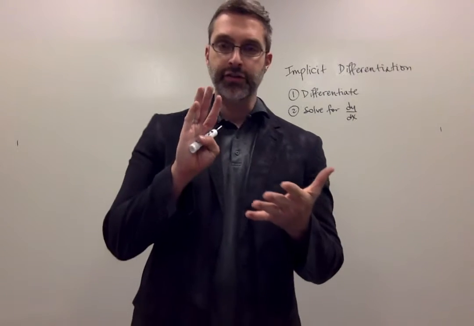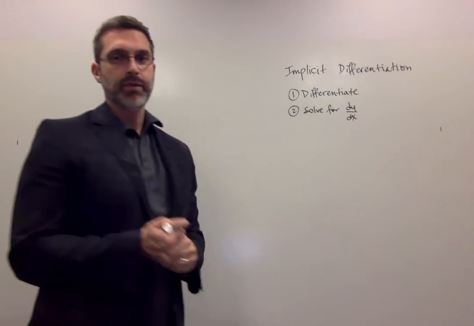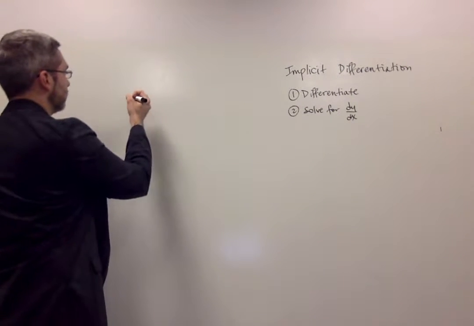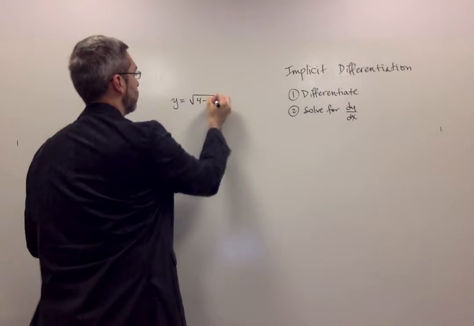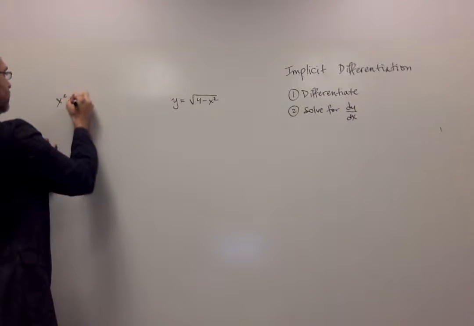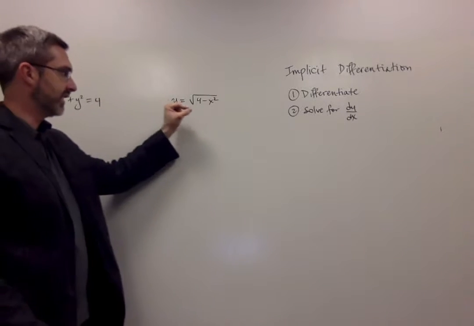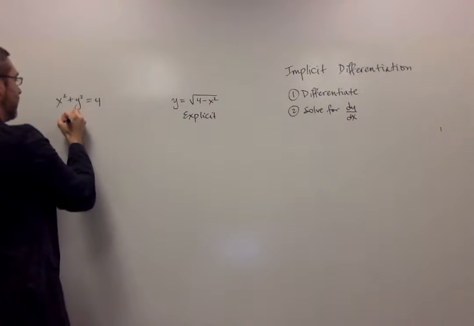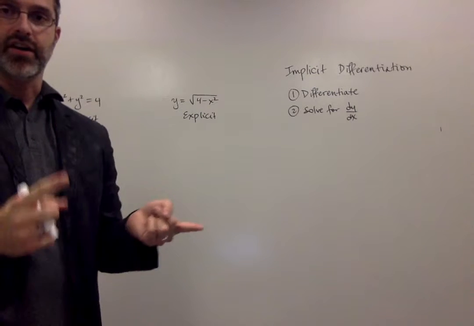So, just as a review, remember that with implicit differentiation, the word implicit is the opposite of explicit. Rather than having an explicit formula for a function, we instead have an equation that defines that function, but it's not solved for y. So here I have an explicit formula for y. Here I have an implicit formula for y. It's implied, but it's not solved for.